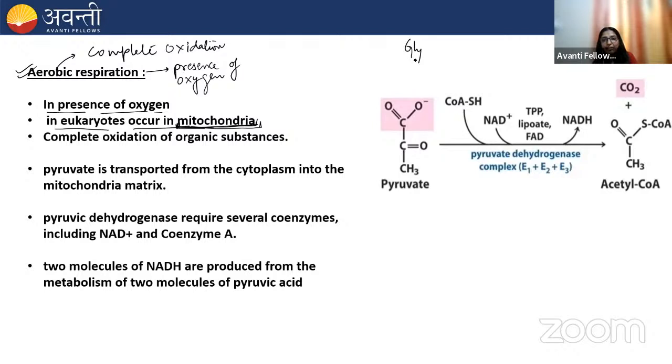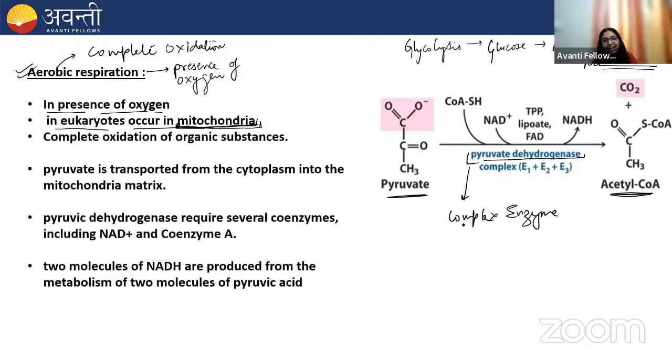First, when glycolysis happens, glucose is converted to pyruvate, right? This pyruvate will move to mitochondria. In mitochondria, this pyruvate will be converted into acetyl-CoA. Okay, and the enzyme involved is pyruvate dehydrogenase. And this enzyme is a very complex enzyme. Why is it complex? Because it consists of many units. We represent them as E1, E2, and E3.